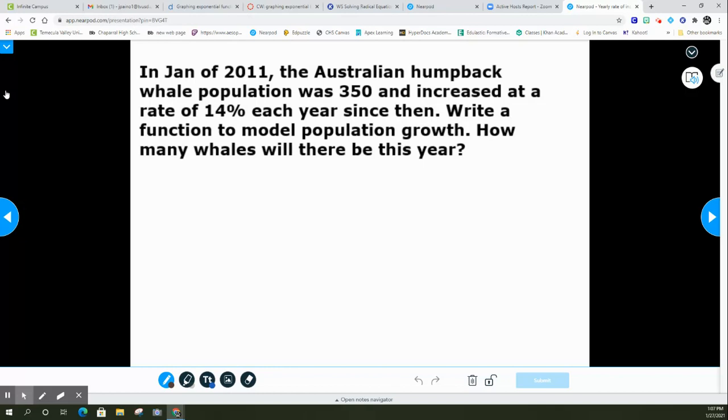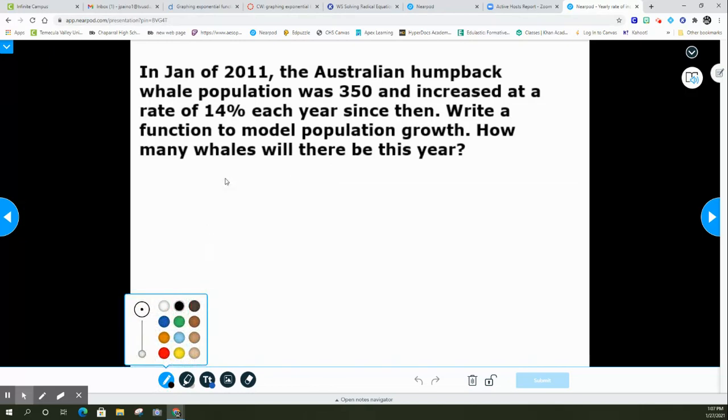This one says in January of 2011, the Australian humpback whale population was 350 and increased at a rate of 14% each year since then. Write a function to model population growth. How many whales will there be this year? So let's write an equation to model this.